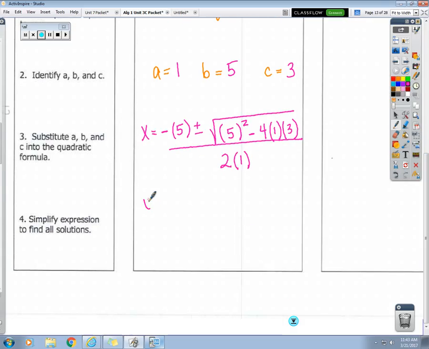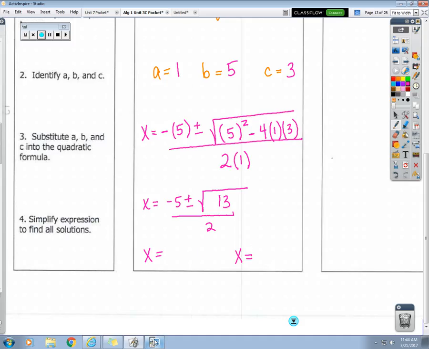The first thing you're going to do when simplifying is negative 5 is just negative 5, okay? Plus or minus. I want you to type in 5 squared minus 4 times 1 times 3. Not the actual radical, just everything up under it. What do you get when you type in 5 squared minus 4 times 1 times 3? So that goes back up under the radical because we didn't do anything with it yet. And then all over, what is 2 times 1? 2.